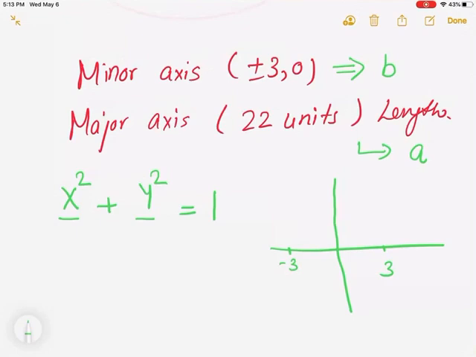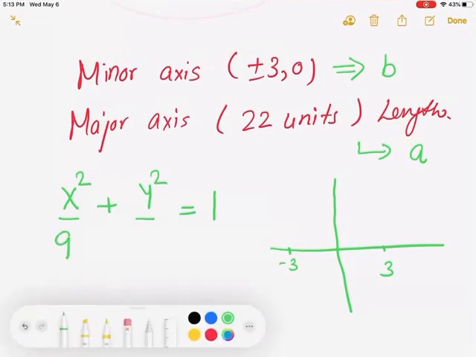So it's going to be 3, and 3 squared would be 9. So almost done. I would say I'm 75% done with this equation. I just have to solve for the other number.